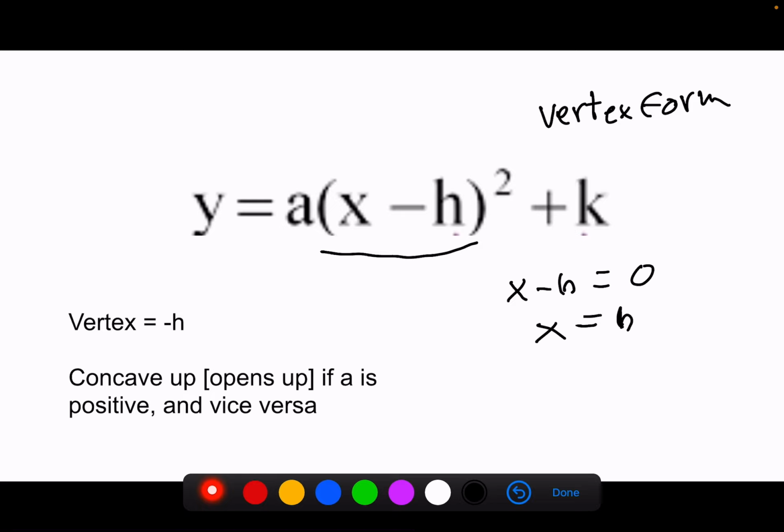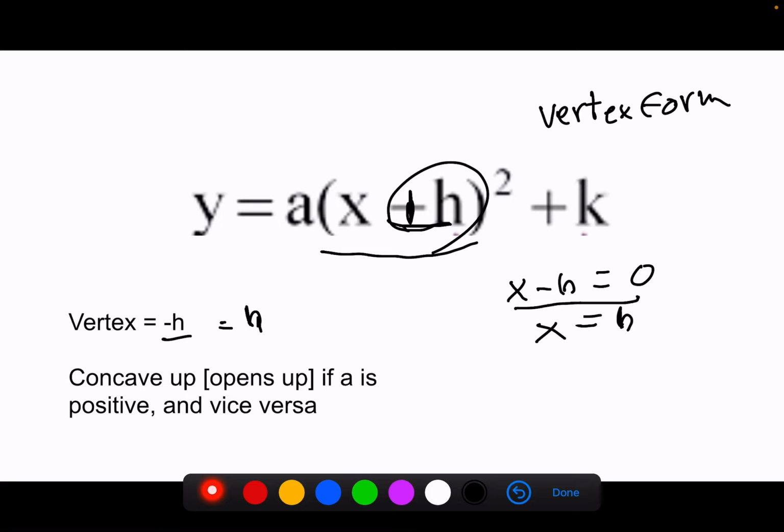Or alternatively, you could take negative h, as I showed here, meaning that you will flip the sign inside here. So here you have x minus h, so negative h. Since here we have a negative, it's going to be positive h. So the answer would be positive h for this. However, I prefer to use this method over here.